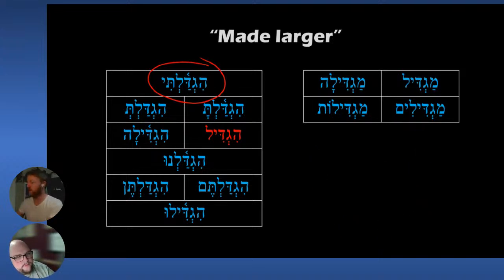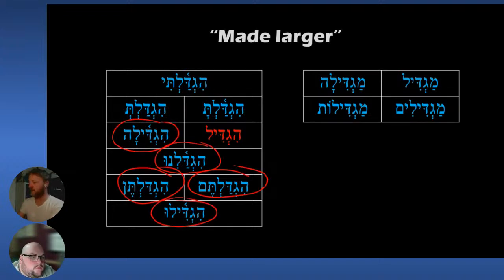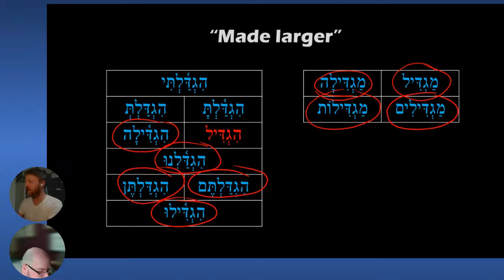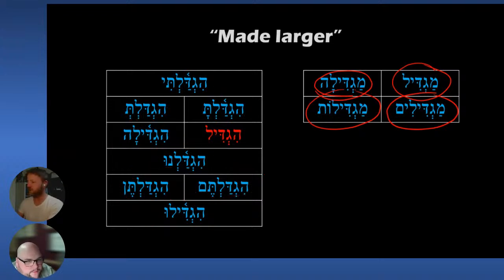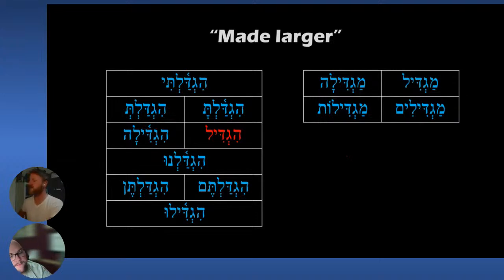Okay. So higdil, higdila, higdalnu, higdaltem, higdalten, and higdilu. אני מגדיל, את מגדילה, אנחנו מגדילים, אתן מגדילות. Okay? Hopefully it's catching on to your ear, the pattern.